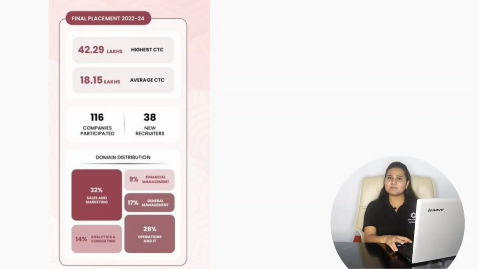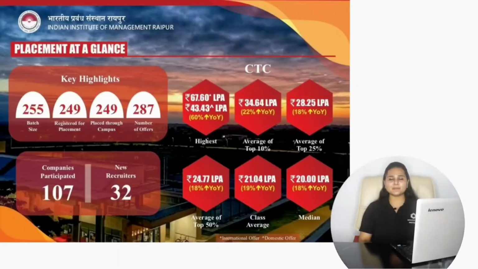So this is about the placements for the batch of 2022-2024. Now if we consider the overall placement for the batch of 2021-2023 with IIM Raipur, the highest international CTC offered is nearly up to 67.60 lakhs per annum, and the highest domestic CTC offered was 43.43 lakhs per annum. Then the top 10% candidates are with an average salary package of 34.64 lakhs per annum. Top 25% candidates are with an average salary package of 28.25 lakhs per annum.